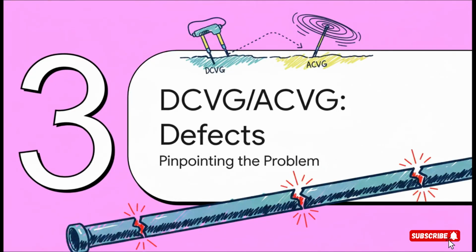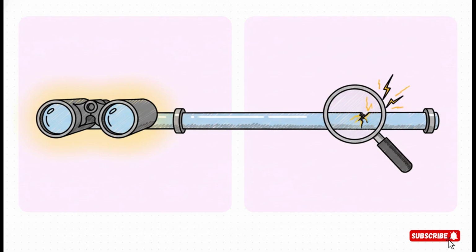Okay, so CIPS is great. It tells us if there's a problem, and it gives us a pretty good idea of where it is. But what if that problem is a really tiny hole in the pipeline's protective coating? For something that specific, you need a more focused, more precise tool. And that's where DCVG and ACVG come into play. And this really is the key difference to understand. If CIPS is your wide-angle lens giving you the big picture and asking, hey, is the overall protection system working?